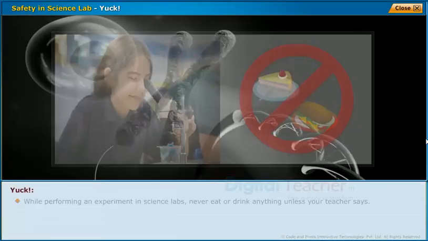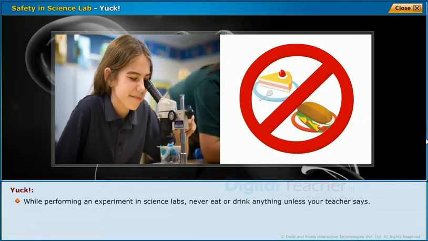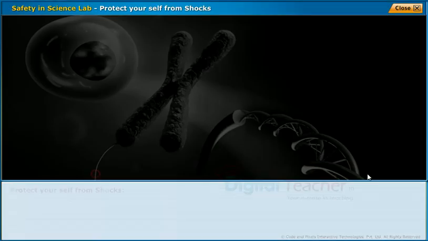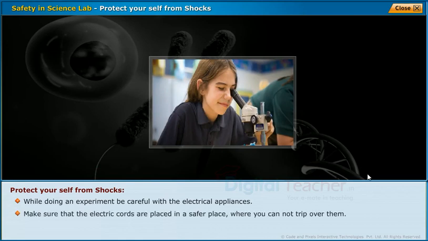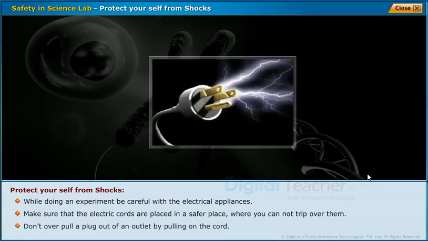Yuck. While performing an experiment in science labs, never eat or drink anything unless your teacher says. Protect yourself from shocks. While doing an experiment, be careful with the electrical appliances. Make sure that the electrical cords are placed in a safe place where you cannot trip over them. Don't pull a plug out of an outlet by pulling on the cord.